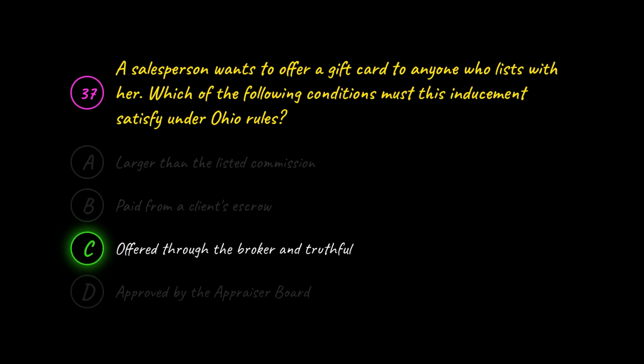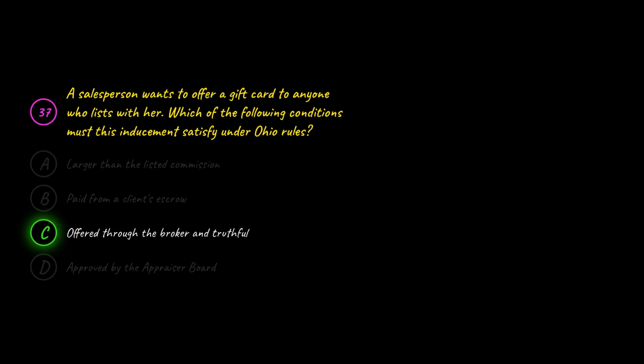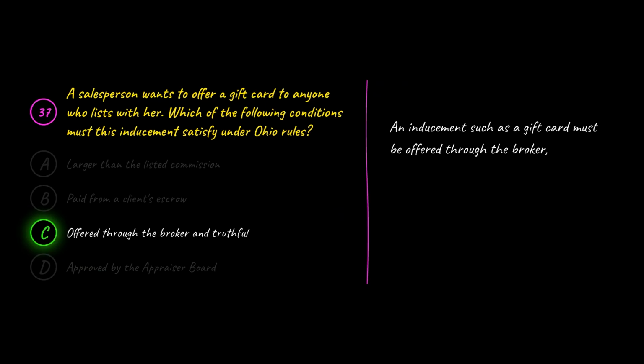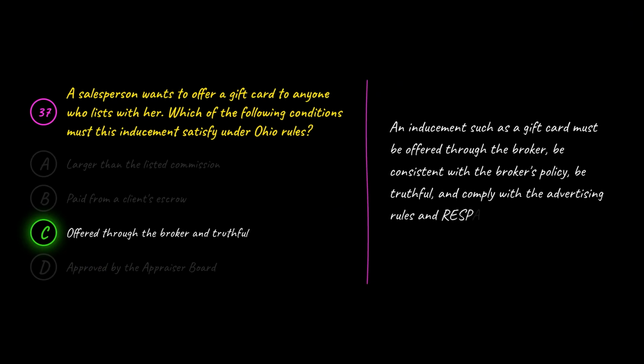The correct answer is C, offered through the broker and truthful. C is correct because an inducement such as a gift card must be offered through the broker, be consistent with the broker's policy, be truthful, and comply with the advertising rules and RIA-CA. The licensee must actually be able to provide it.